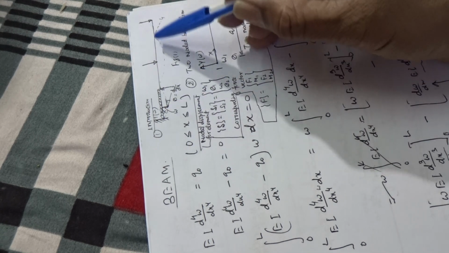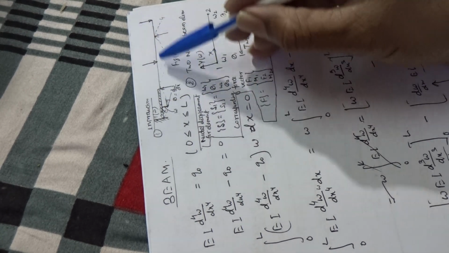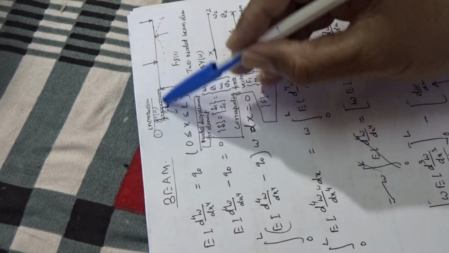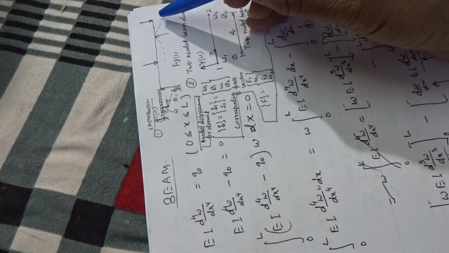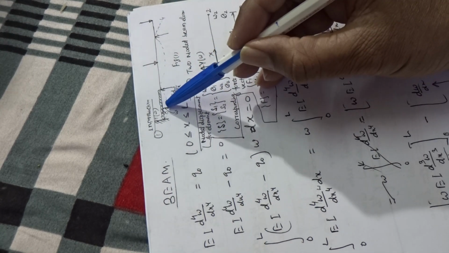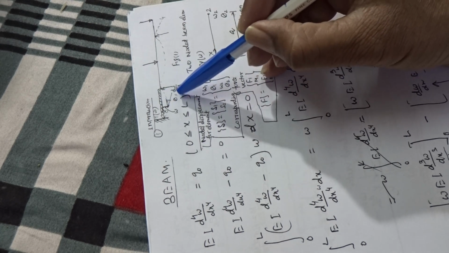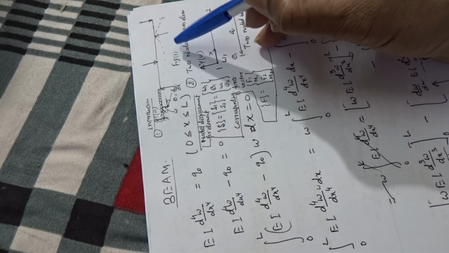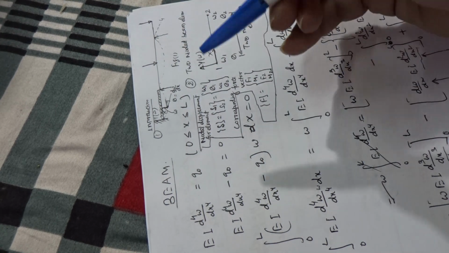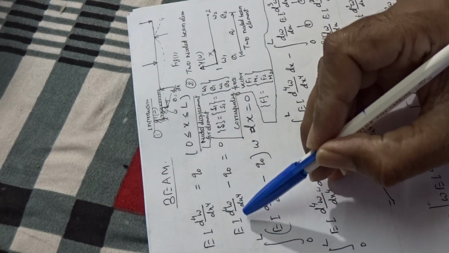This is the beam, a general beam, which has been drawn with a UDL load and a point loading. This shows the displacement W, and this shows the slope theta, dw by dx, in the figures. So this is the governing equation.